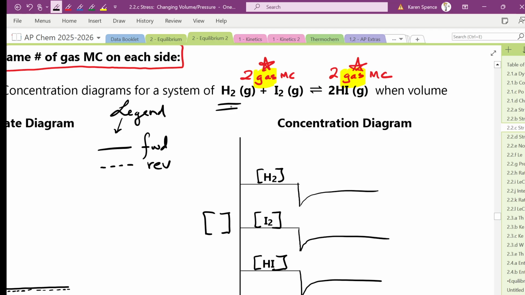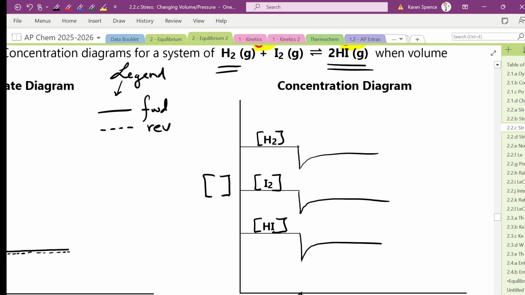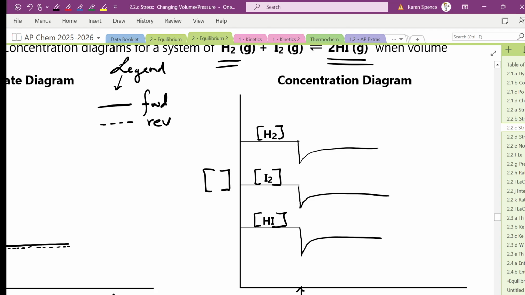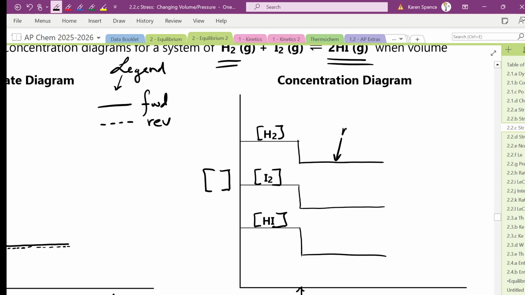If we are making H2 faster than we are using it up, that means we must be using up HI faster than we are making it. So does it make sense for all three of them to go up? No, you can't have both products and reactants shifting to make, like, where are those extra molecules coming from? So this is not correct. What we do know is that the forward rate and the reverse rate are still equal. So what's going to happen to our concentrations? They're going to stay the same. So you're just going to have, okay, there's no shift.